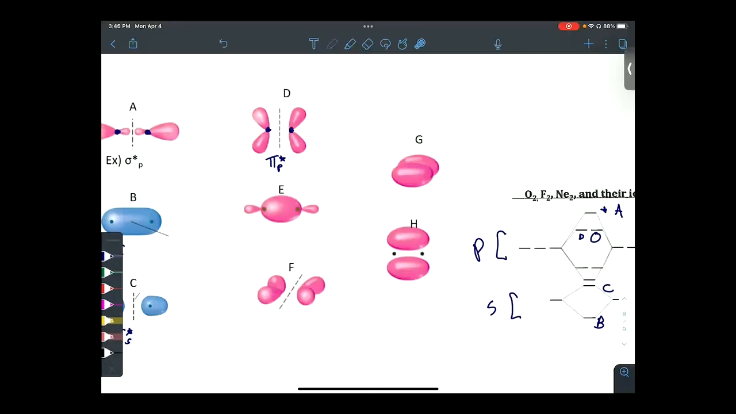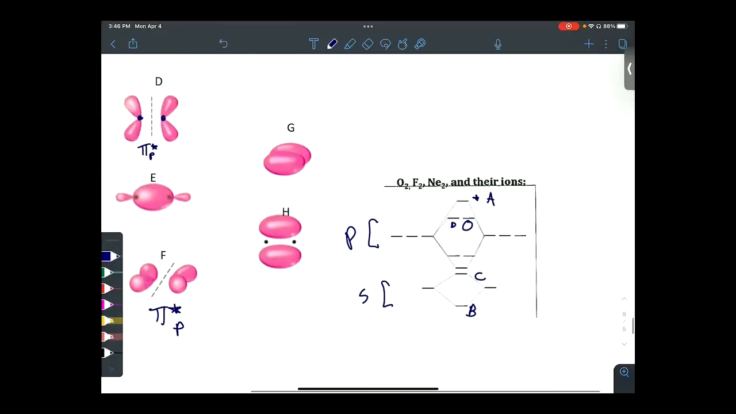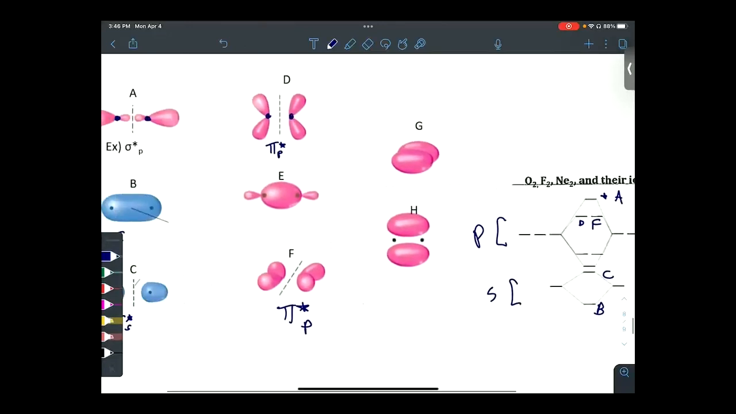In this case, it's pi star. So this is also a pi star P. So D and F are these highest ones. D and F. Okay, so we got our pi star. Which ones are our pi interactions? Which letters are our pi interactions?